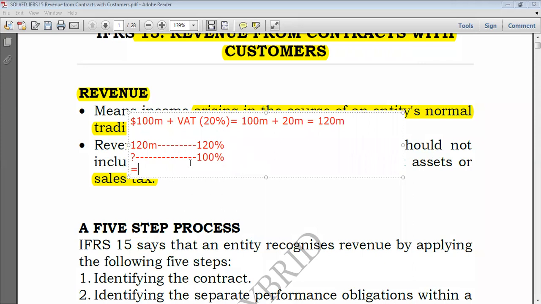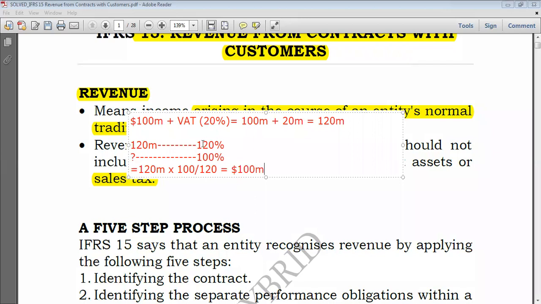So to make matters easy, you just take your 120 million like this, and then you multiply by 100 and then you divide by 120. So simply speaking, even without dealing with these cross multiplications, you just have to take your 120 million, divide by 100% plus tax rate, ending up with 120, and then multiply by 100. And doing this will actually make you end up with $100 million.